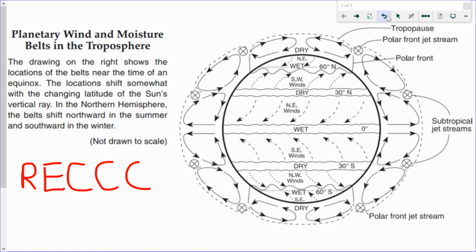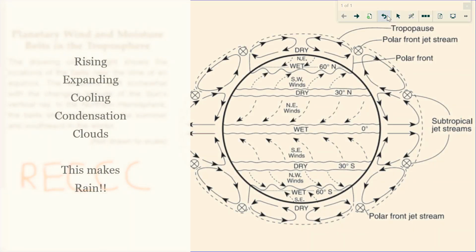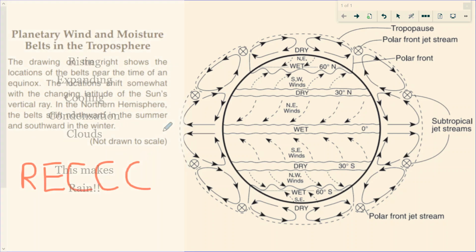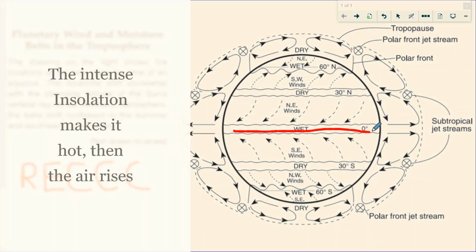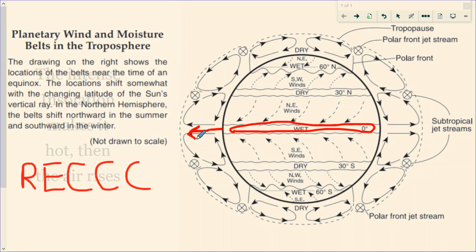Hot air starts to rise, and then what does the rest of REC stand for? All right, that's rising, expanding, cooling, condensation, clouds, which is going to make rain. So right here, this is the equator, and the hottest, the most direct, the most intense sun is going to hit in this area here. So throughout the year, this location on average is going to be the warmest air. This is the atmosphere right here, and what it's showing you is the air starting to rise off of the Earth at the equator.